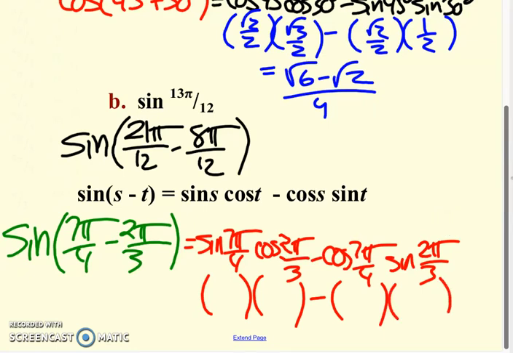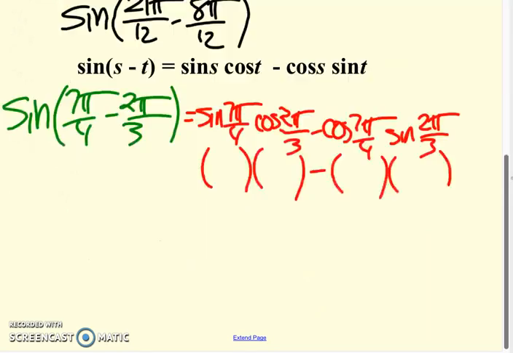Okay, so take a second to catch up. Now I'm just going to go through and run those values and see what I get. Sine of 7 pi over 4. Cosine 2 pi over 3. Cosine 7 pi over 4. Sine of 2 pi over 3.